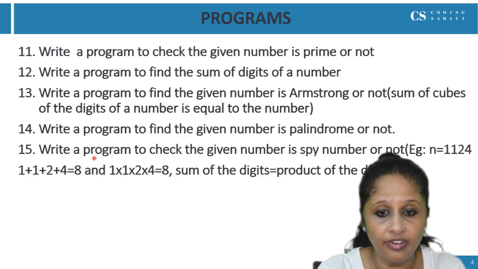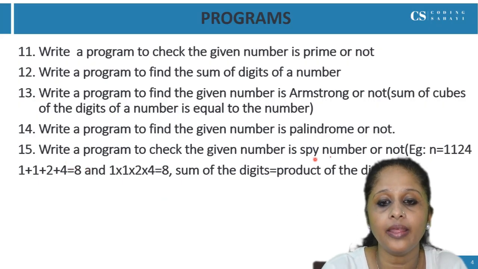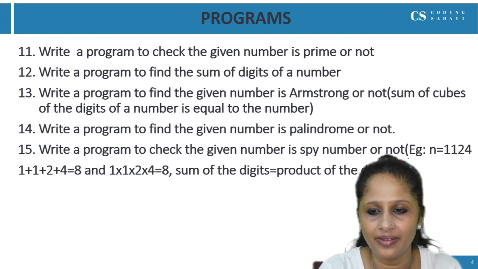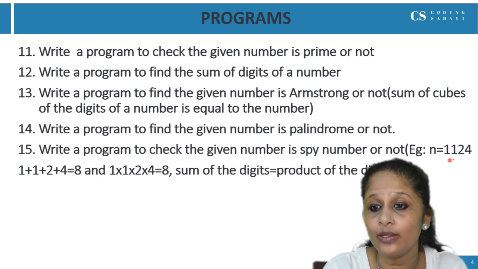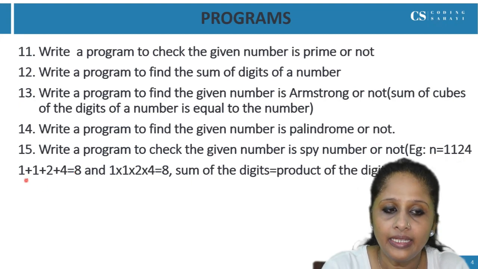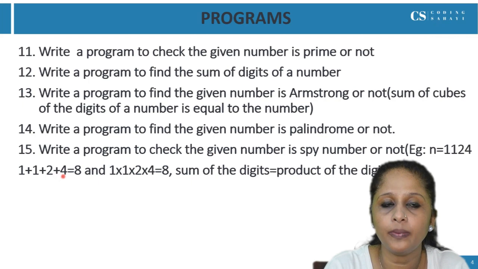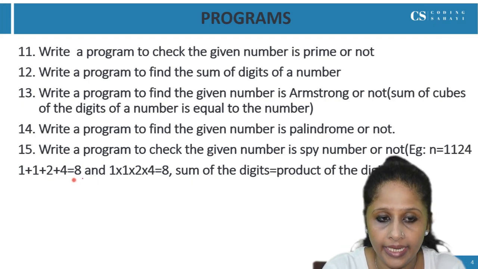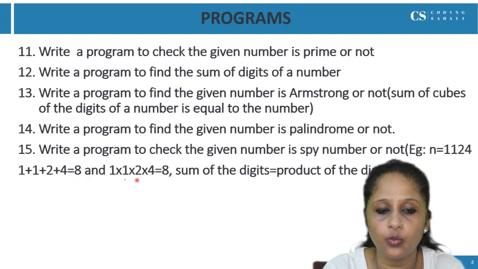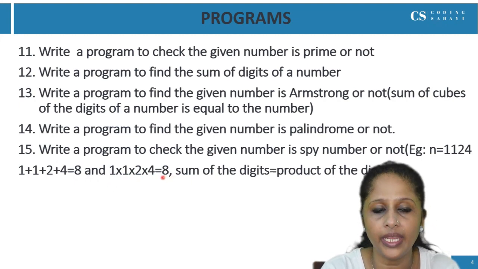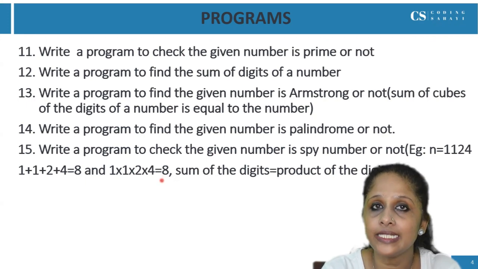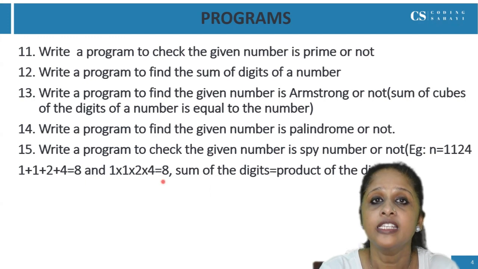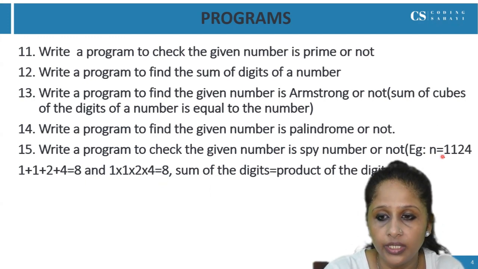So the next program is: write a program to check the given number is a spy number or not. So what do you mean by spy number? Here I have given a number n equal to 1124 and here you can see 1 plus 1 plus 2 plus 4 equal to 8. That means sum of the digits equal to 8 and the product of the digits 1 into 1 into 2 into 4 equal to 8. That means sum of the digits is equal to product of the digits, then we can say it is a spy number. So how can we do this one?